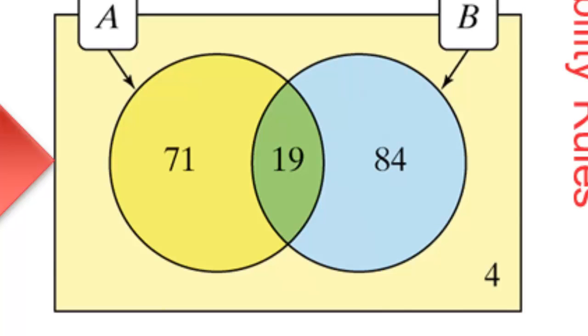Event A, you will notice in the Venn diagram, has a total of 90 within that circle. Event B has a total of 103 in that circle. There are 90 males and 103 that have a pierced ear. In the intersection of the two circles is 19, and that's where you have the males with pierced ears. There are only 4 females that don't have pierced ears, and they should be shown as that number 4 on the outside of the circles.